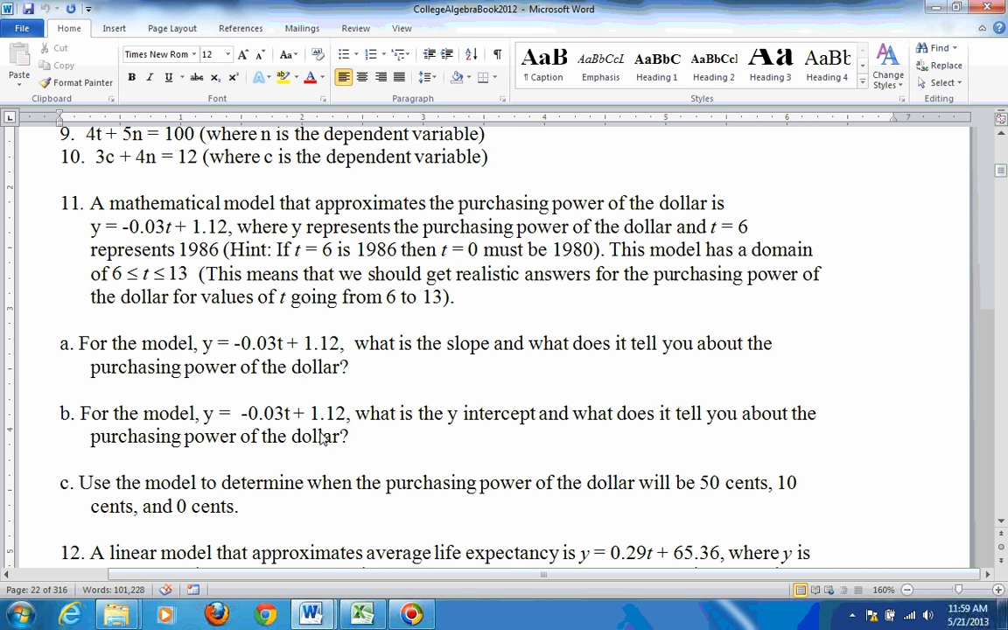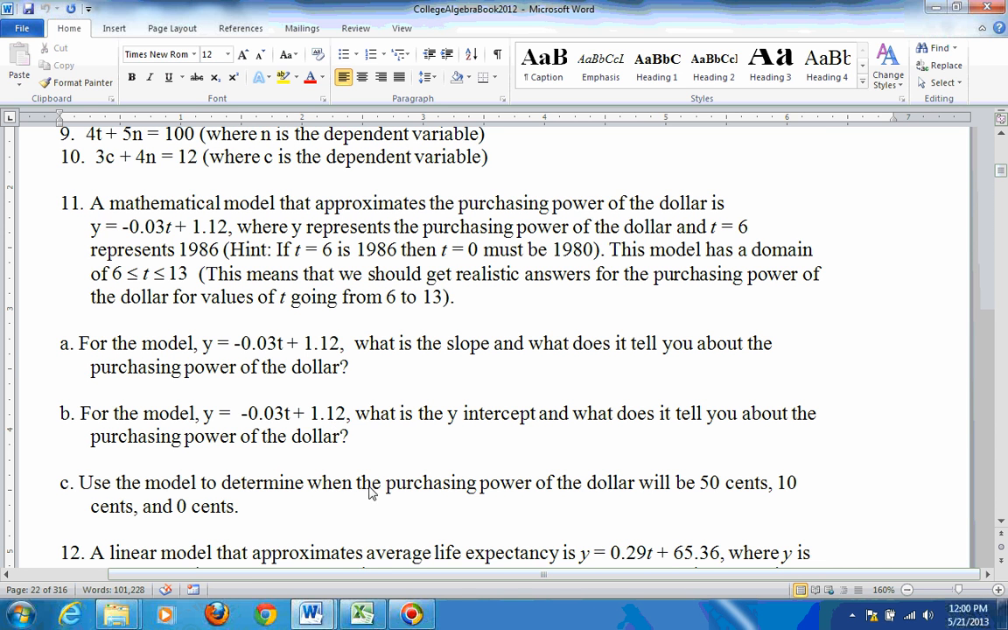What does the y-intercept mean, part B? Well, here's the y part of the y-intercept, 1.12. The x part is 0. The x here tells you the amount of time that's gone by. So this means that in year 0, which is 1980, the purchasing power of the dollar was $1.12. So a dollar was worth more back in 1980.